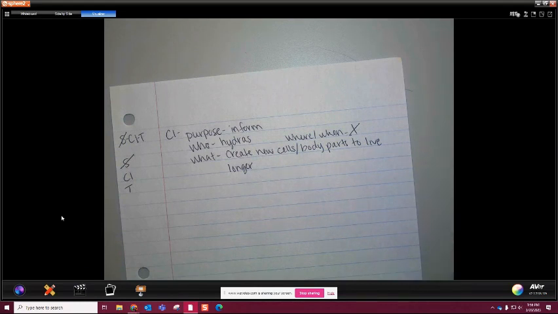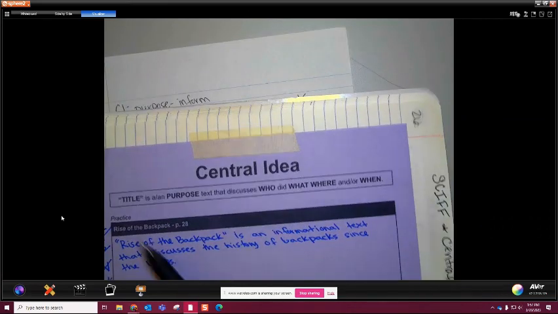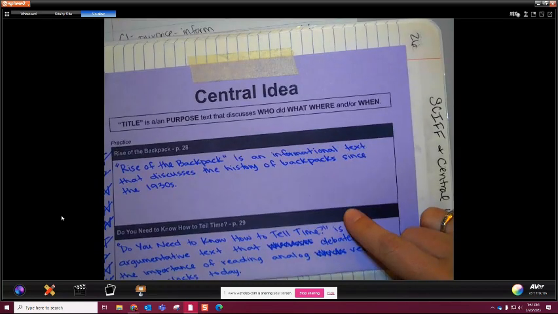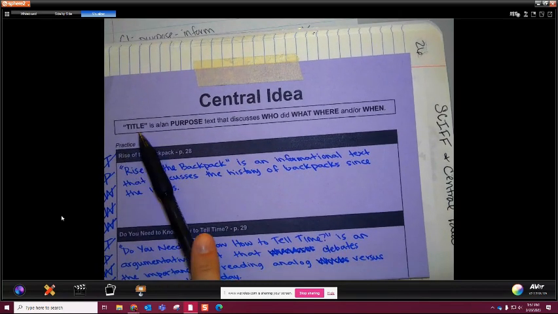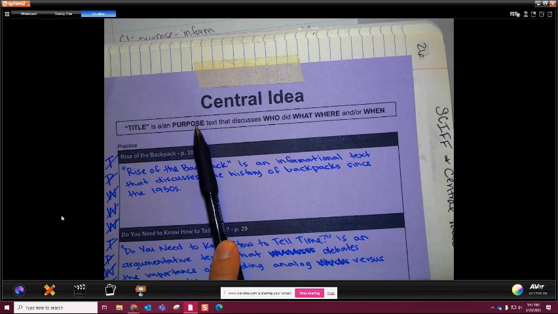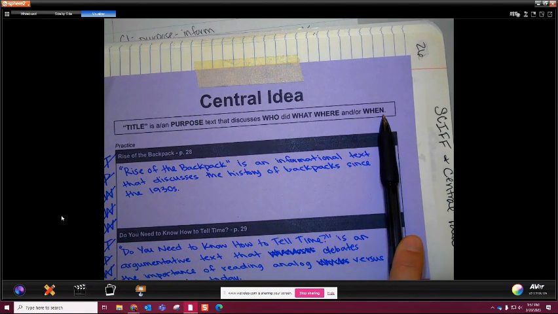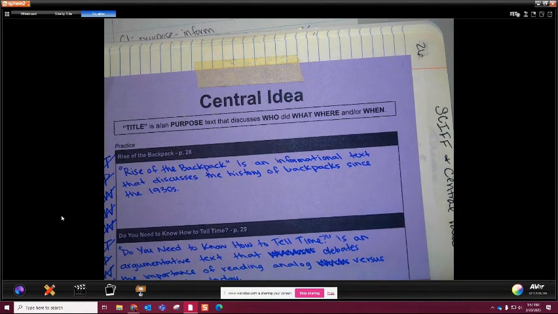Okay. All right. And then the last thing that we end up doing in here today is you're going to write a central idea. I'm going to show you on page 26 in your old notebook. It looks like this. It actually has a format that we have used in multiple cases throughout the year. There are actually examples on here as well. But we're going to use this format. Okay, so: title is, and then put in the purpose, text that discusses who did what, where, and or when. We're going to use that to help us create our own central idea.